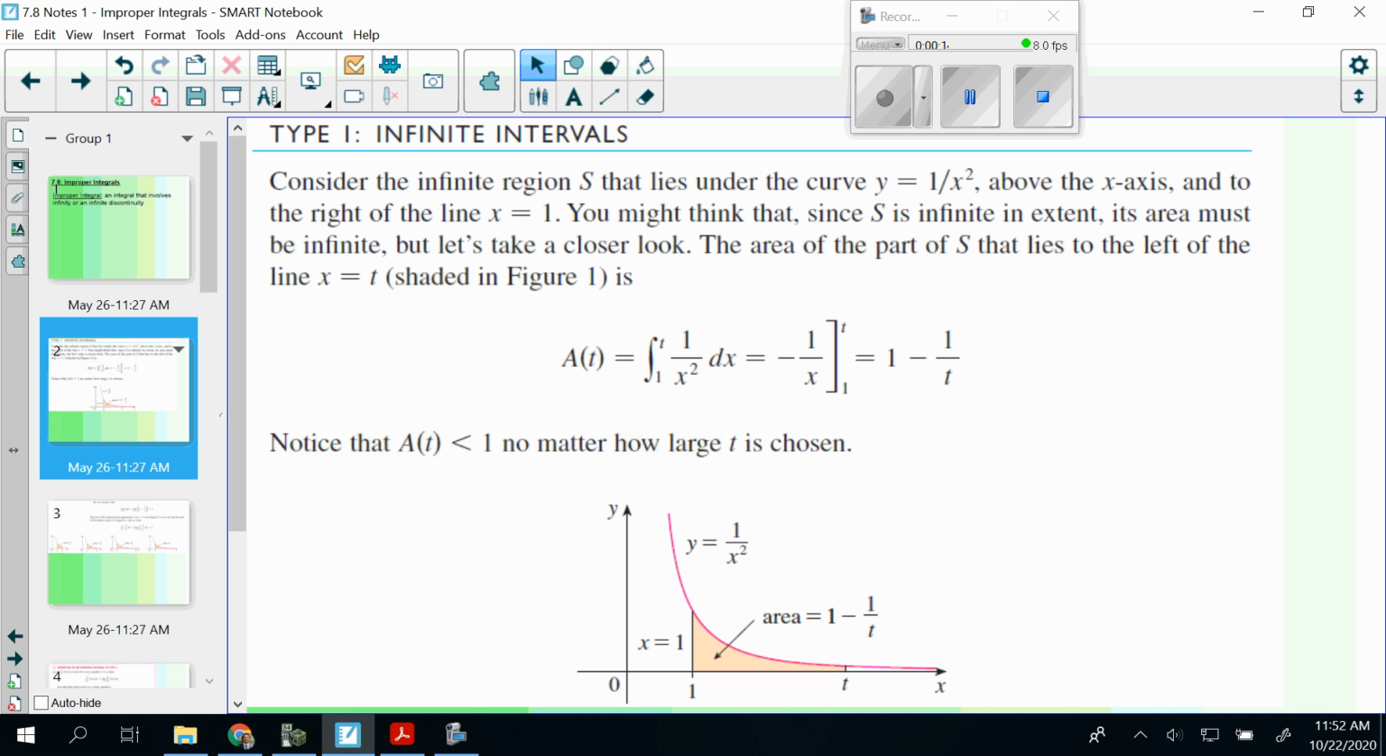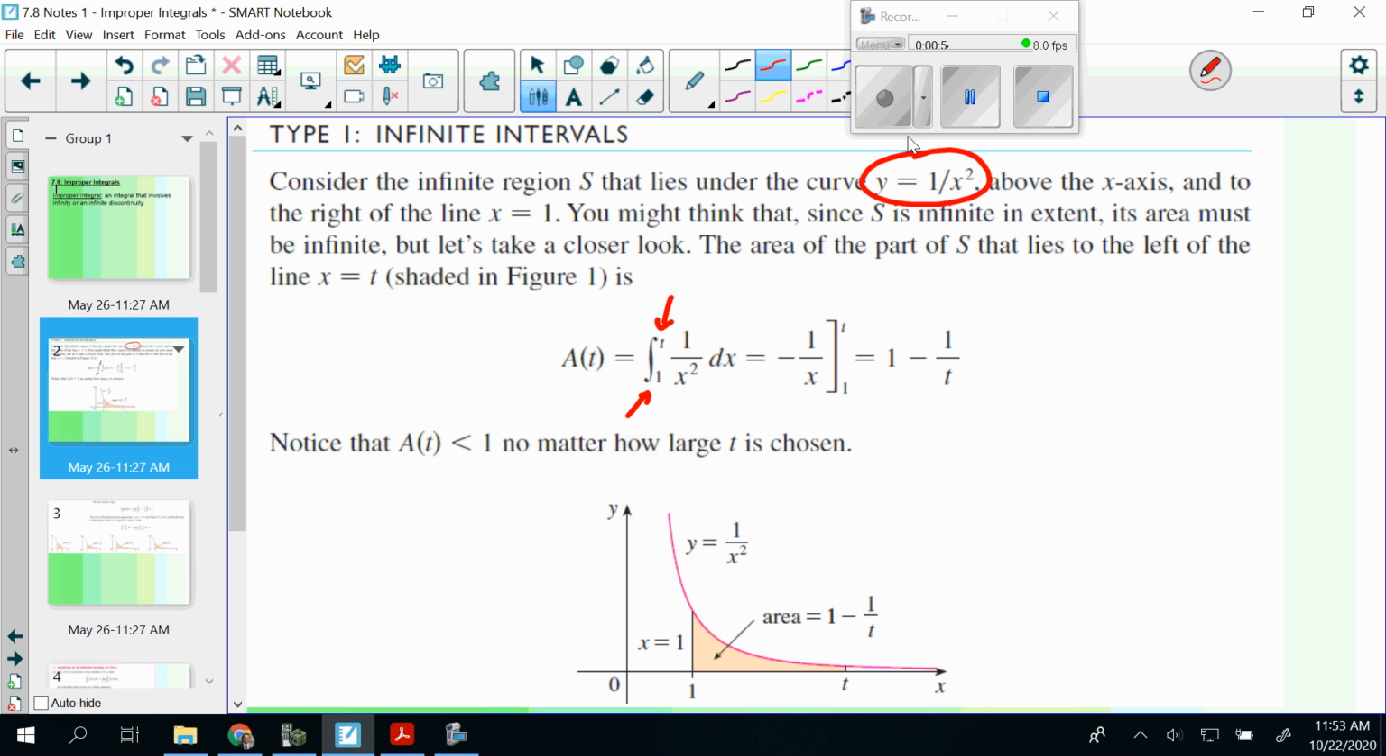Example here, consider if we have this graph of 1 over x squared. That graph is located down here. You can see what it looks like. It's above the x-axis, and they want us to find an integral where it starts at 1, so you can see 1 down here, and goes to some other value t where t would be greater than 1. So you can see from the graph down here that no matter where that t is, we should be able to find that area in there.